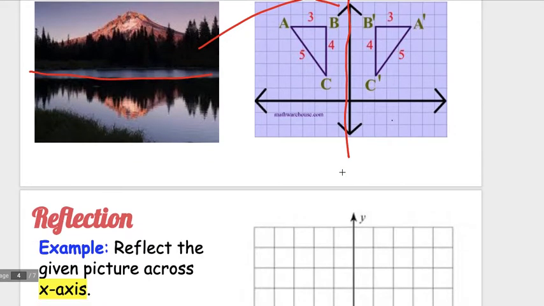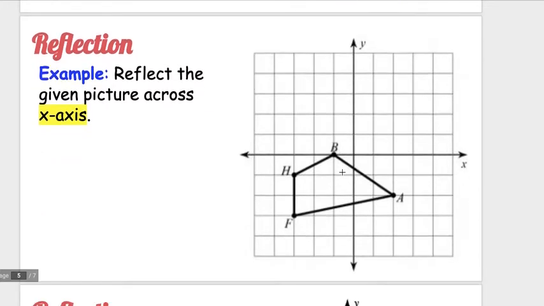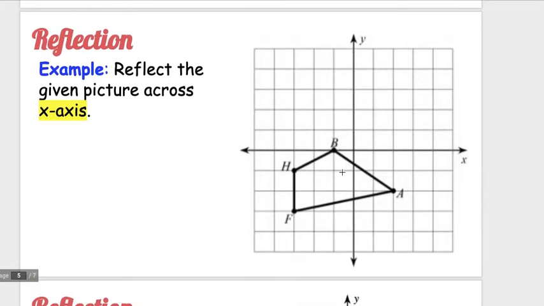So let's check the first example. This one tells us we are going to reflect this figure across the x-axis. So let's highlight the x-axis here. The x-axis is the line we are using here. Since we're going to reflect across the x-axis, you can imagine we are going to flip this picture over to the other side.